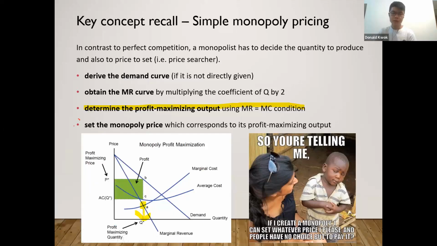And for step 4, to set a monopoly price according to the demand curve at this profit maximizing output. Okay, so at this quantity, the corresponding price as suggested by the demand curve will be here, P star, as the profit maximizing price. So following these 4 universal steps, it could serve as a guide for you to find out the profit maximizing quantity and price of the firm.